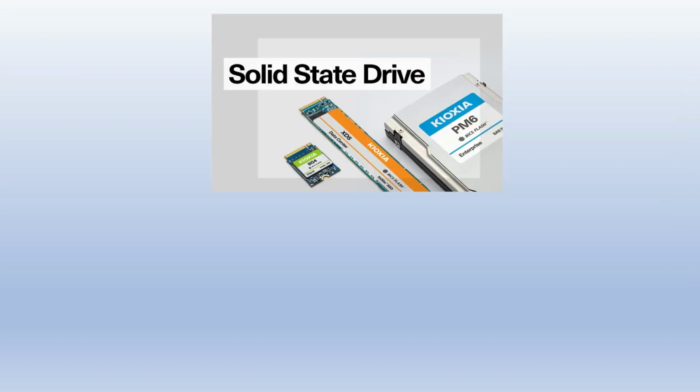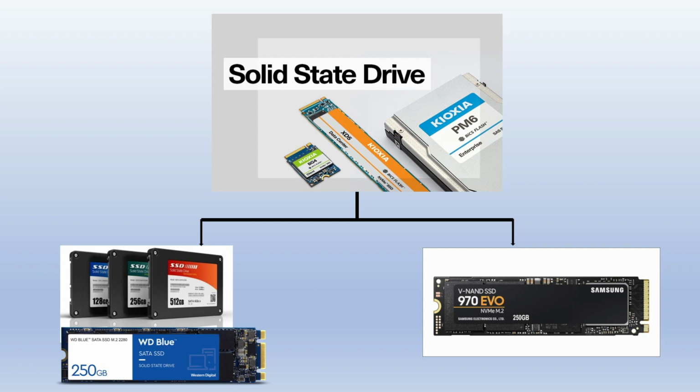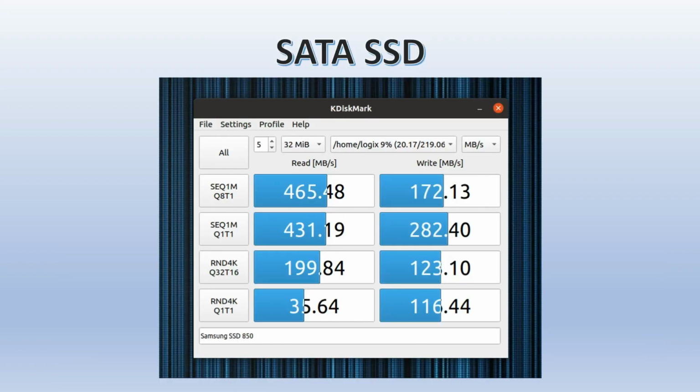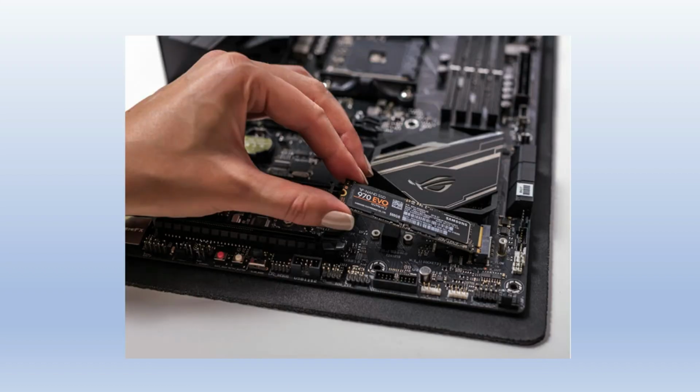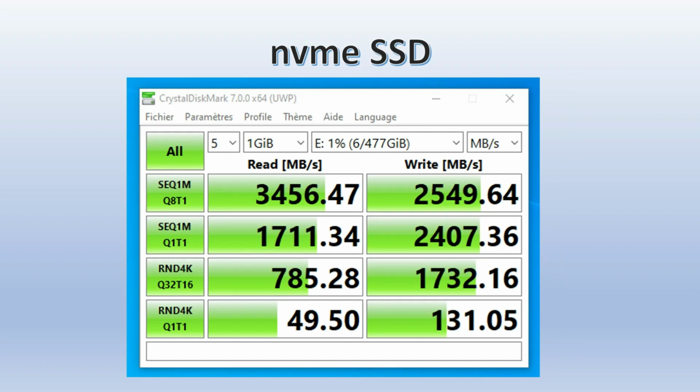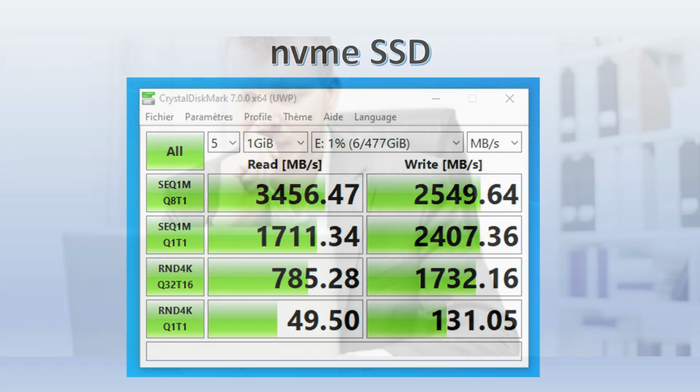SSDs are of two types, SATA SSD and PCIe NVMe SSD. SATA SSDs are faster than regular hard drives, but it is limited to 600 Mbps. If your laptop or PC motherboard supports NVMe SSD, then I would recommend you to get that for your device, as it would be as fast as 3 to 4 terabytes per second.